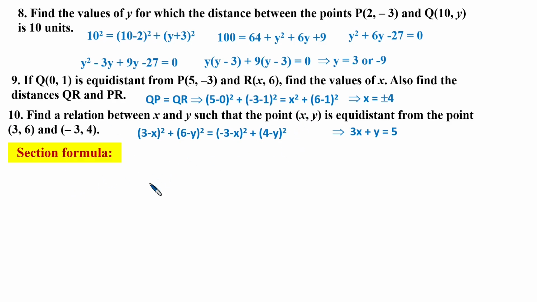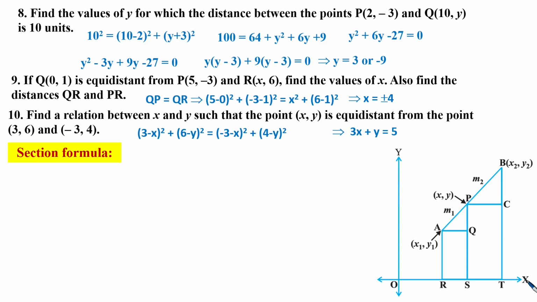You can show it. Now section formula. So what is this section formula? That is, if you have a line here AB, then point P divides this line AB in the ratio of m1 is to m2. So if you are given at what ratio it is dividing, how do you find the point P, the coordinates of point P?